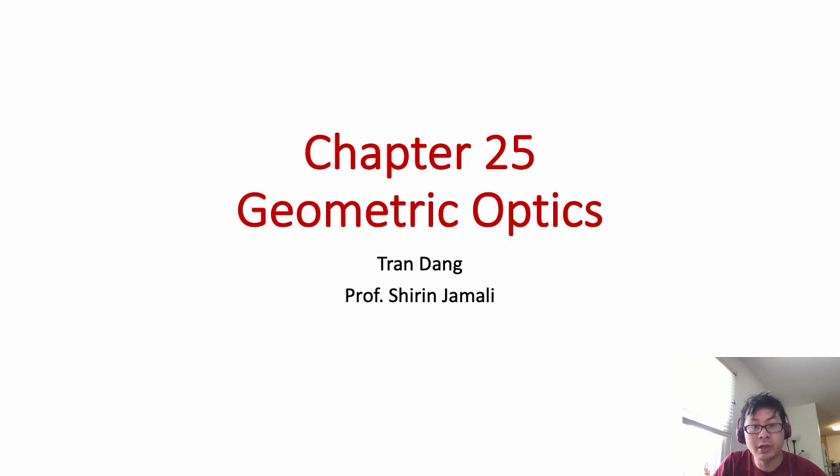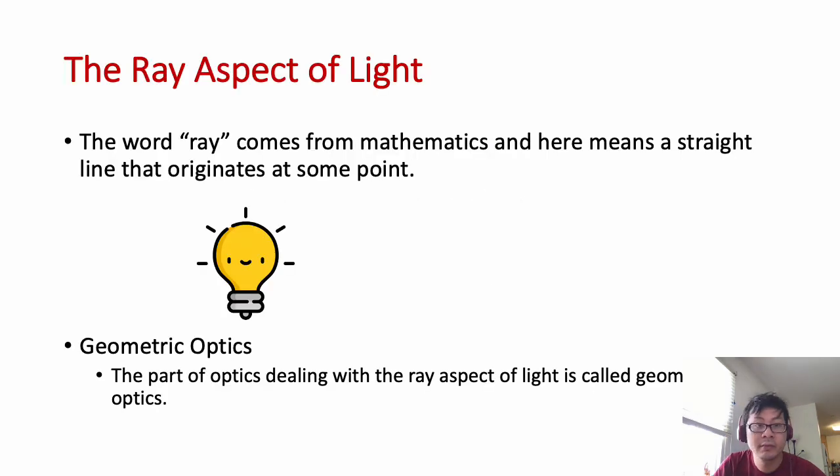Hi, today I'm going to talk about chapter 25, geometric optics. The first idea is about the ray aspect of light. The word ray, as in a light ray, comes from mathematics, and here it means a straight line of light that originates at some point. Here, for example, we have a light bulb which shines and emits light as rays in the vacuum or in the air. Something like this.